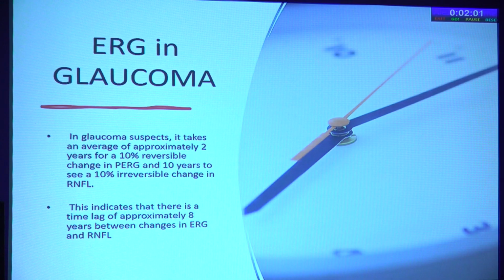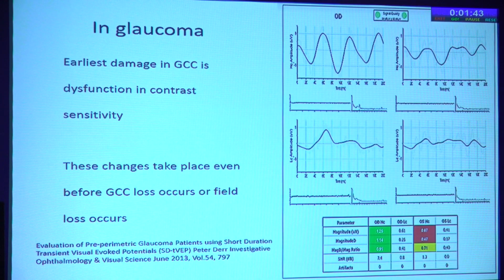ERG in glaucoma. This is very, very important. We all are looking at now, going away from the field, going to OCT, looking at the RNFL and the GCC. Well, we all know there is a 6 months to 9 months gap between an RNFL defect, GCC defect, before it can show up on the field. Well, the same thing, ERG can catch this about 2 years earlier.